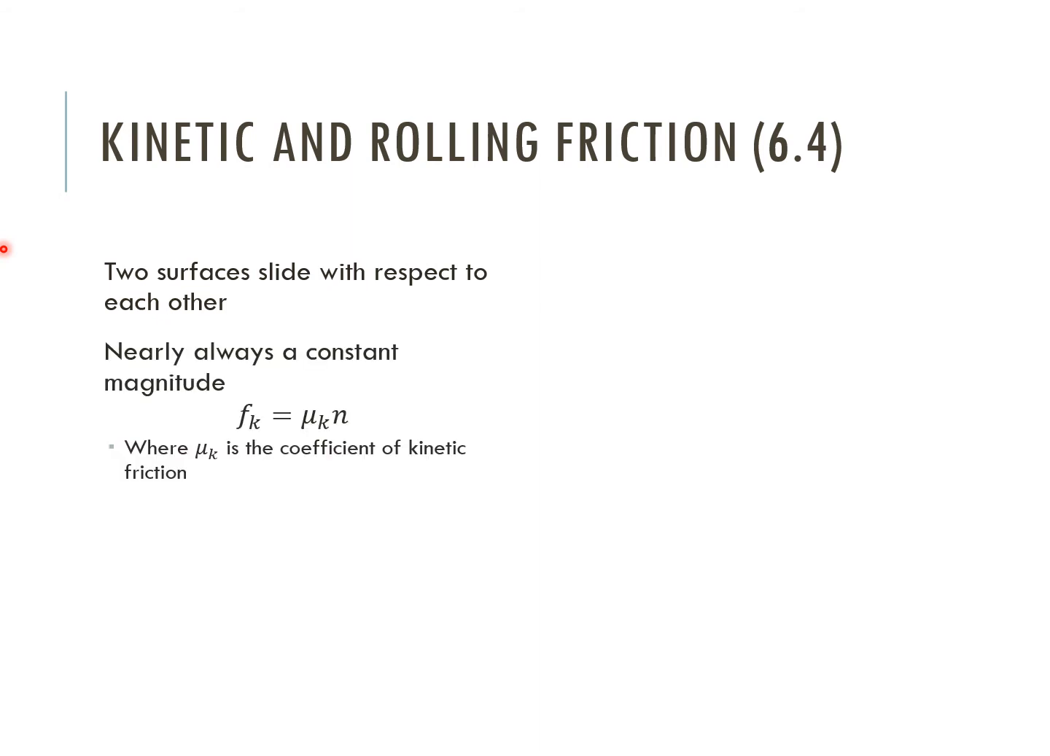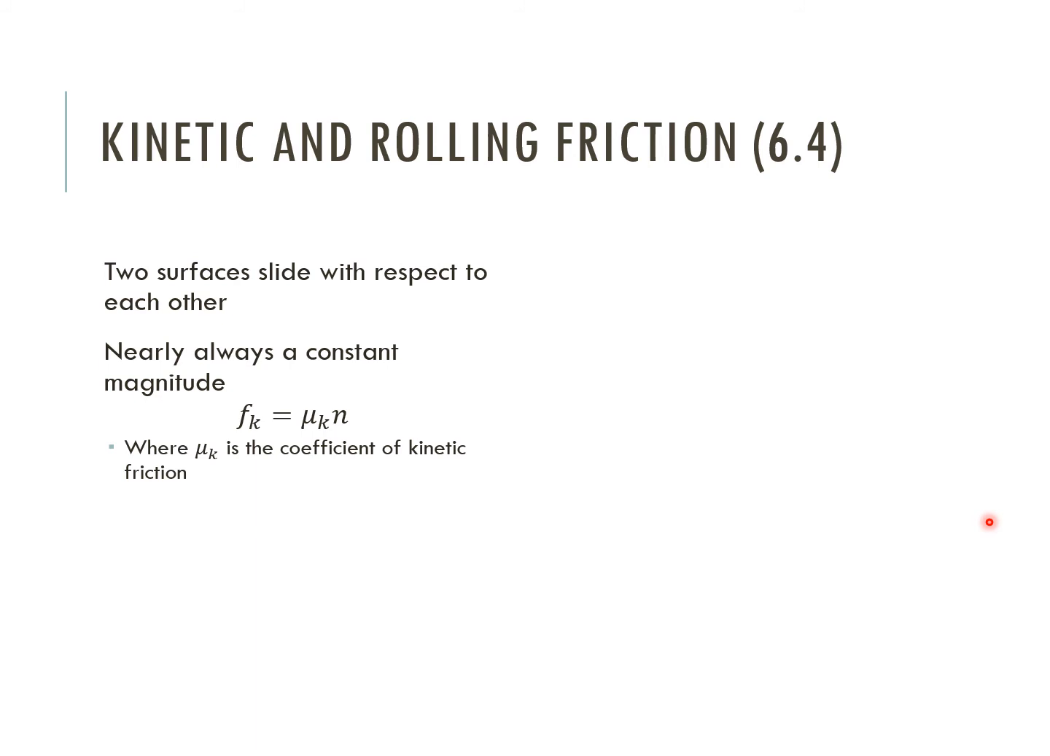Now, kinetic friction is a lot nicer to deal with because it's nearly always a constant magnitude. So the force due to kinetic friction is equal to mu k, which is the coefficient of kinetic friction, times the normal force. And as we saw when we first talked about friction, this is going to point in the opposite direction of motion. So static friction pointed in the opposite direction the object would move. Kinetic friction points in the opposite direction the object is moving.